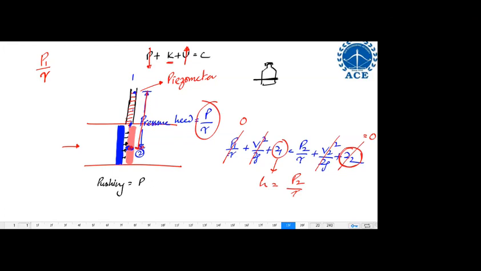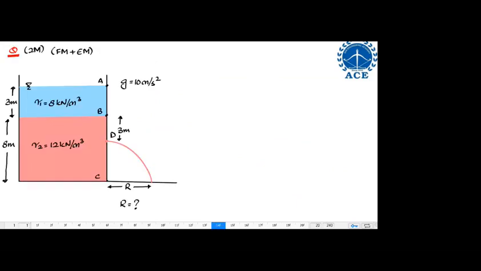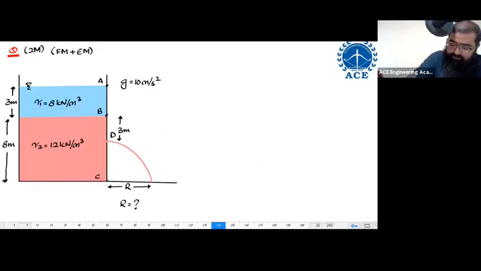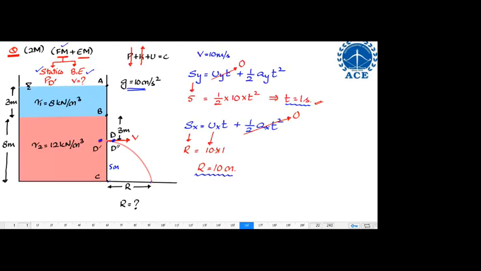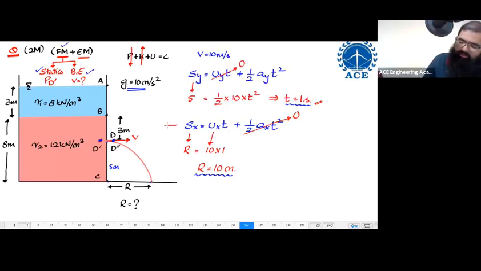Sir, one more doubt. The last problem you discussed now, I didn't understand how we get Sx equal to 10 meters, ut plus half at square. See, first of all, did you understand this equation? Look at my cursor. This equation is fine.